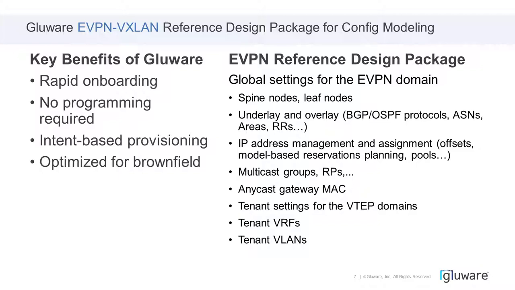You declare or state the intended state, and Gluware will implement that and ensure you are ultimately in that intended state. And you can also up-level or abstract within Gluware to higher-level abstractions or business level if that is something you're looking to do. And I did already mention that we're optimized for brownfield, meaning Gluware can automate a network that's already been deployed, right? And this is a key differentiation when you're thinking about how do I automate?